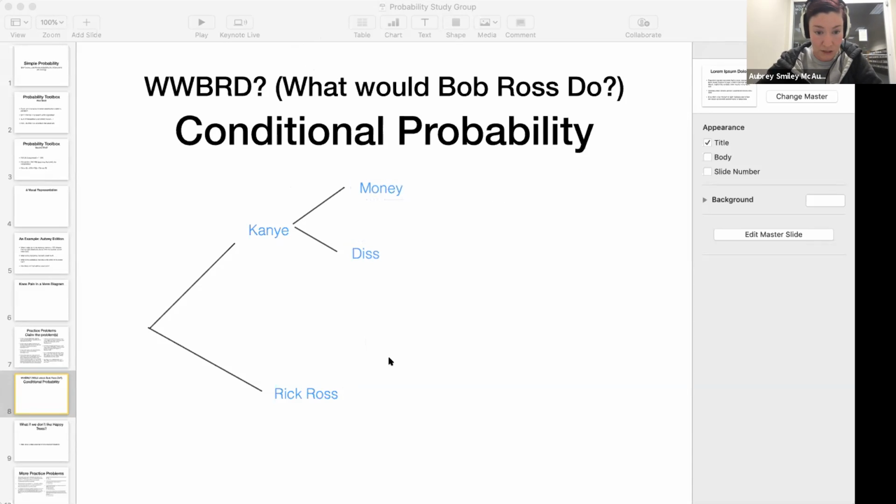And then Rick Ross, don't worry, I'm going to put those numbers in there. Rick Ross talks about money 35% of the time, and he's dissing people 65% of the time. This is not accurate. I'm just doing this for the sake of conditional probability. All right. So, as we said, 60% of the time is going to be Kanye, and then 40% of the time is going to be Rick Ross.